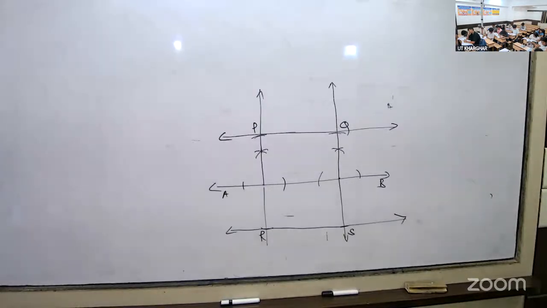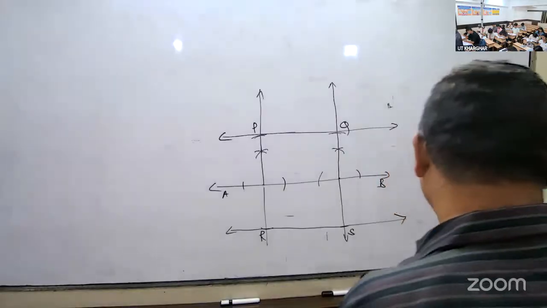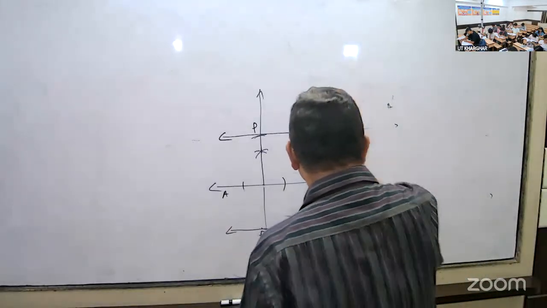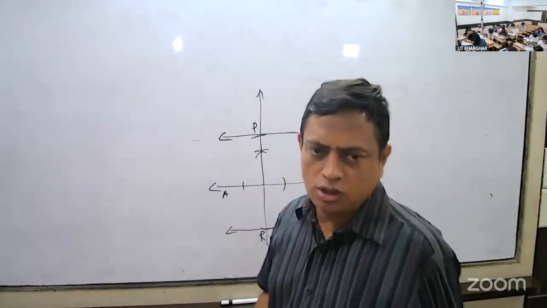Reason, write the theorem in bracket. Reason: locus of a point equidistant from 2 points is the perpendicular bisector of the segment joining the 2 points. Written? All of you followed?